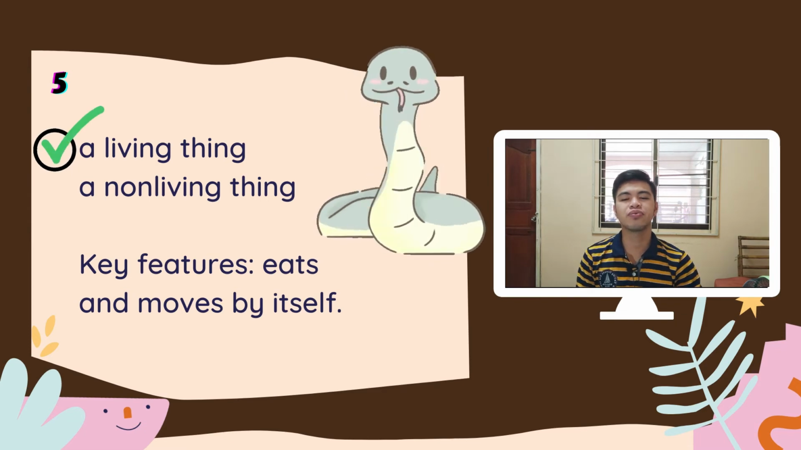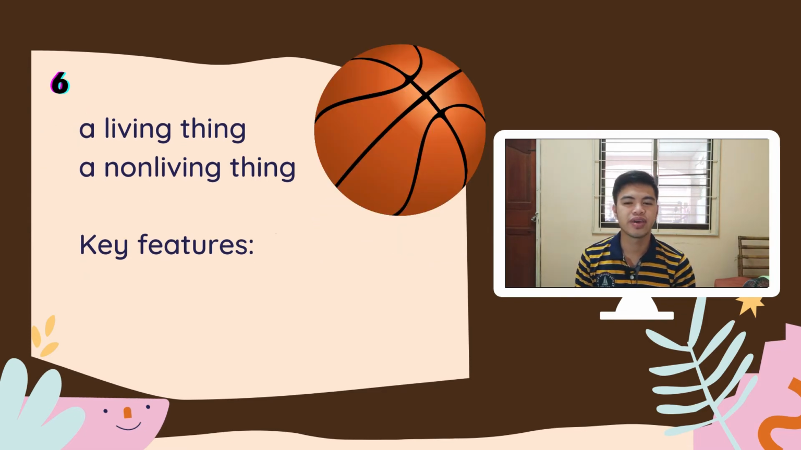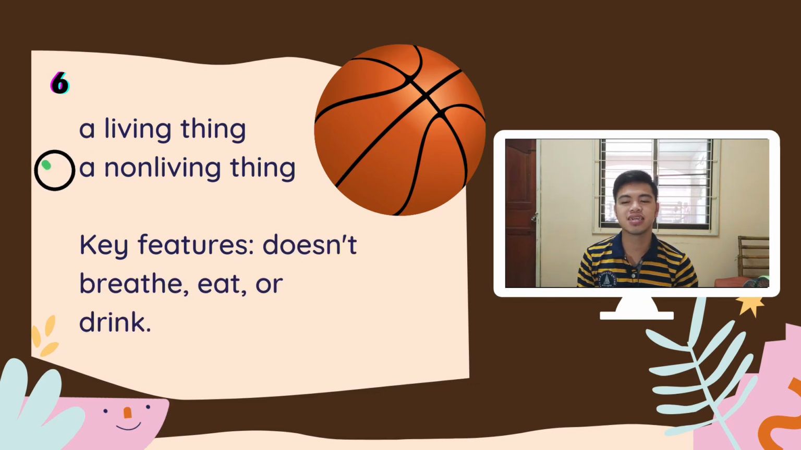For the number 6, we have a ball. So, is a ball a living thing or a non-living thing? So what do you think, kids? Very good. A ball is a non-living thing because it doesn't breathe, eat, or drink. A ball cannot breathe, cannot eat, and cannot drink. So it's a non-living thing. Okay? Very good.